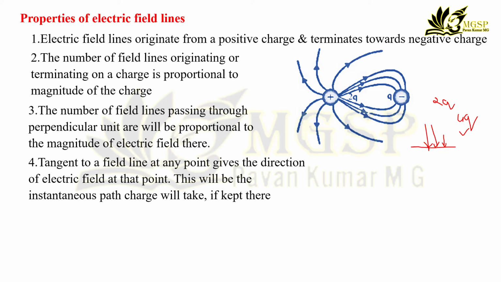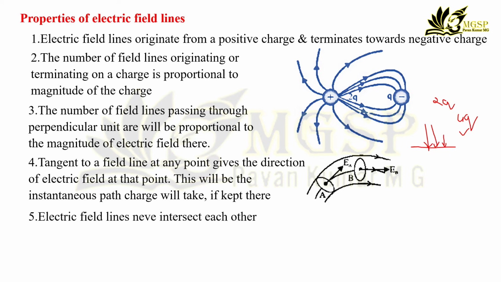Next, the tangent to the field line at any point gives the direction of the electric field at that point. This gives the instantaneous path the charge will take. When you draw a tangent at any point of a field line, you get the direction of the electric field at that point. It gives the instantaneous path of the charge.